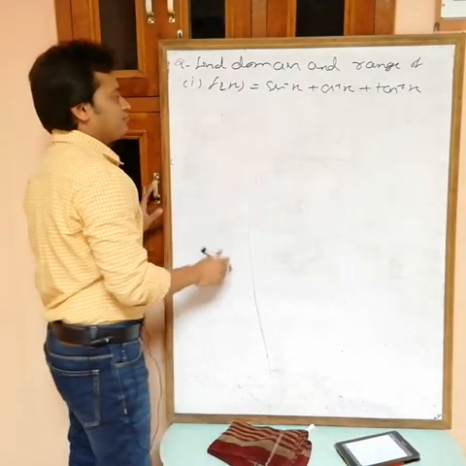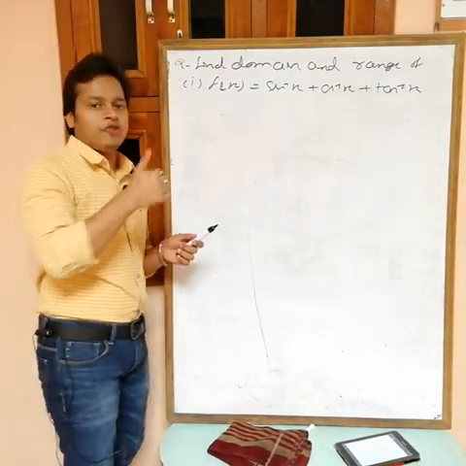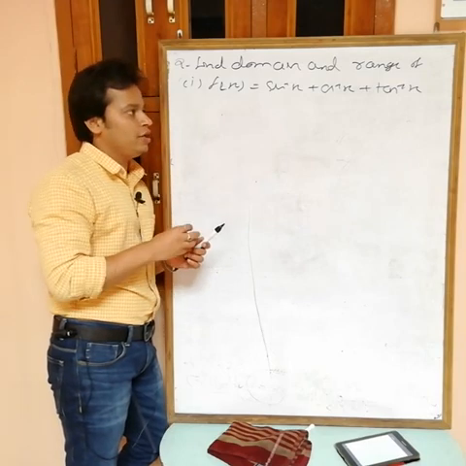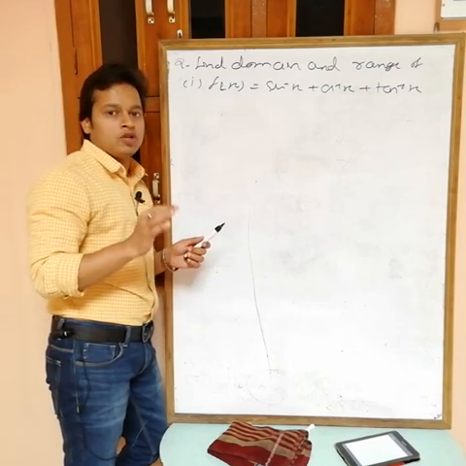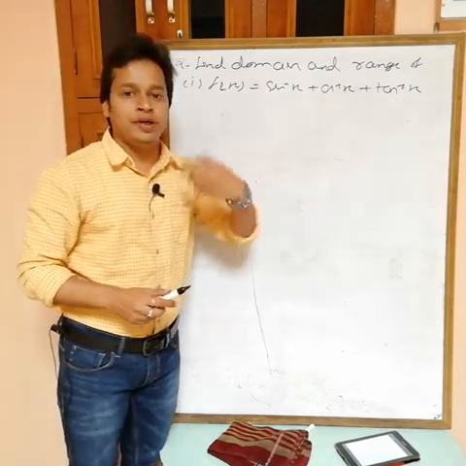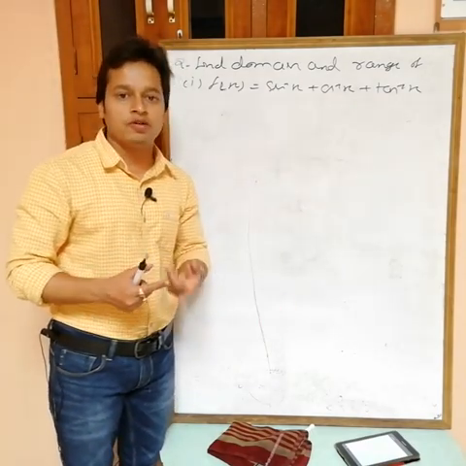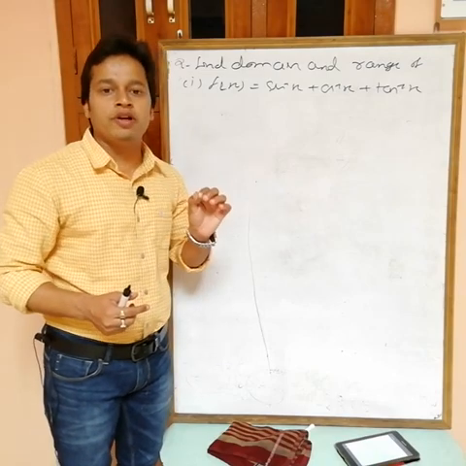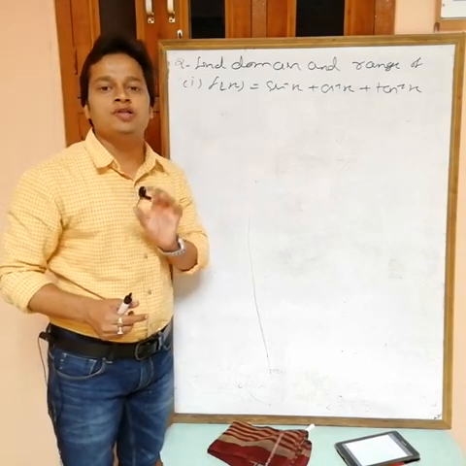Now for domain, the simple thing is the function must be defined. Here we have sin inverse plus cos inverse plus tan inverse. So how to find the domain? Just find the domain of all these three functions and then take the intersection, because every function must be defined. Now you can take only those values of x for which the complete function is defined.